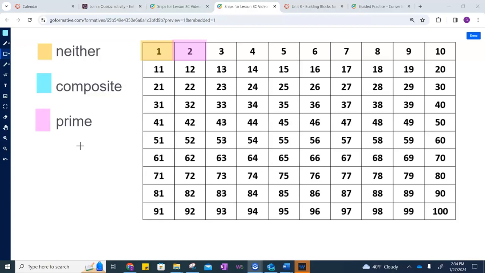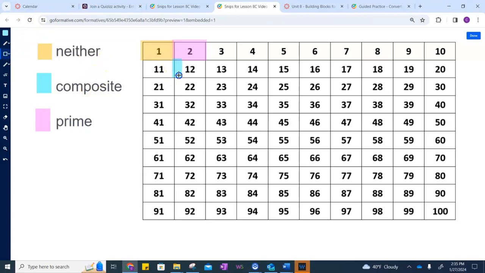So that means that those numbers that are even land in the composite category, because even numbers have 1 and itself as 2 factors, and then 2 would automatically be a third factor, which would throw that number into the composite category. Remember, composite numbers have at least 3 factors. 2 is the only even prime number. So the rest of those numbers on your chart that are even are going to be highlighted in blue to identify them as composite.